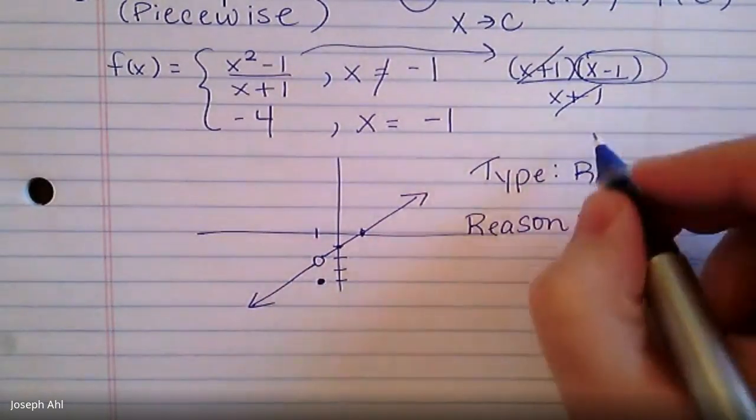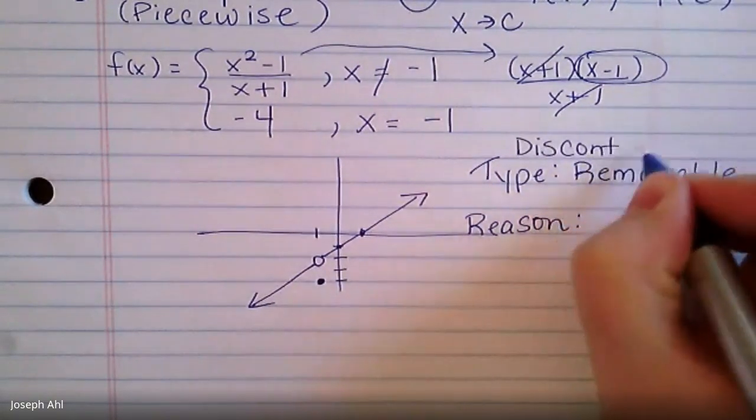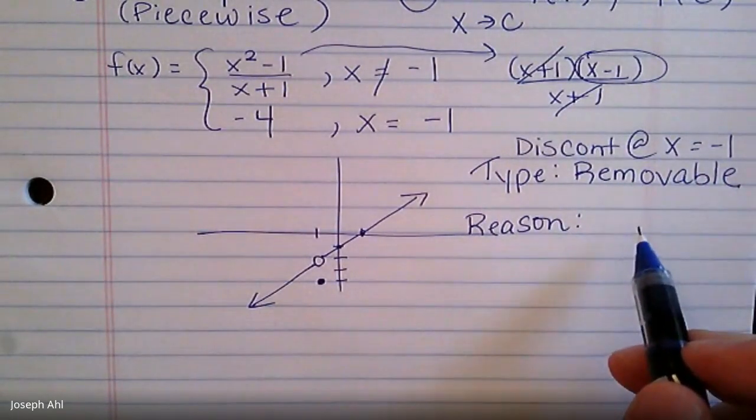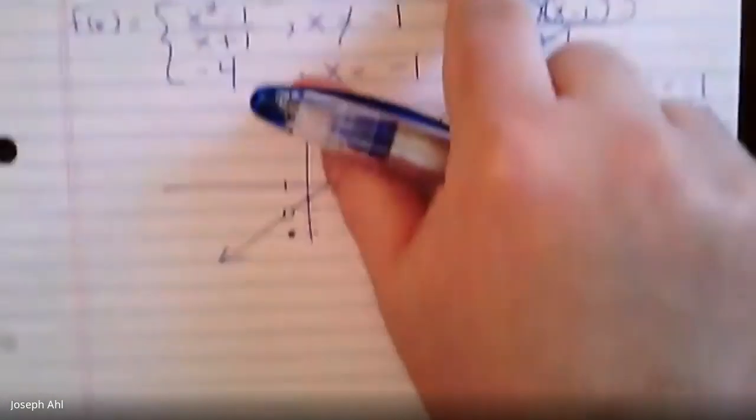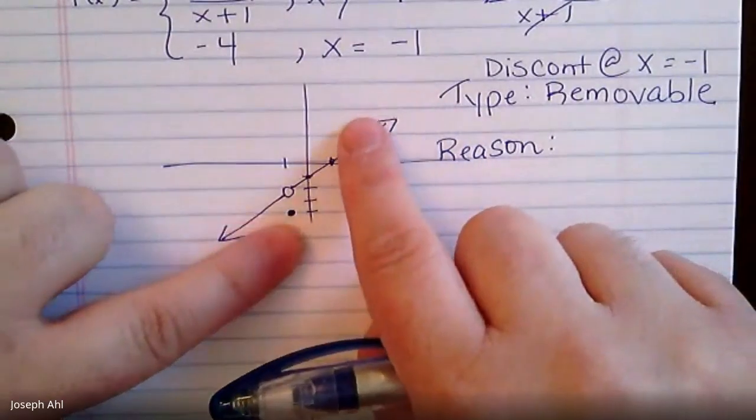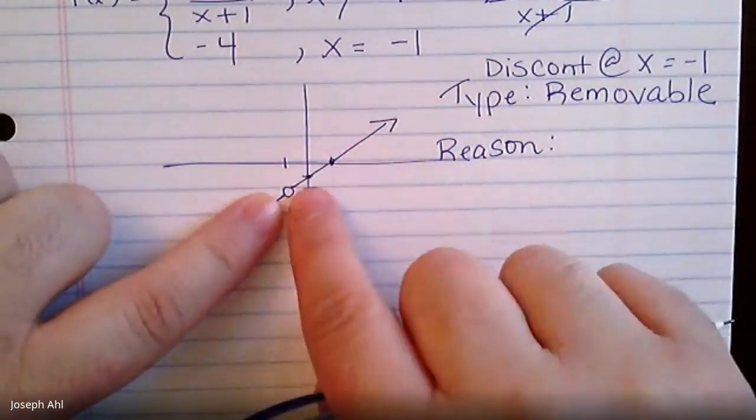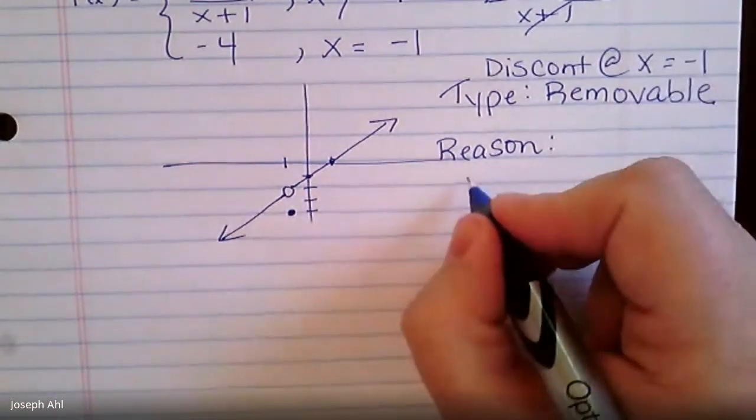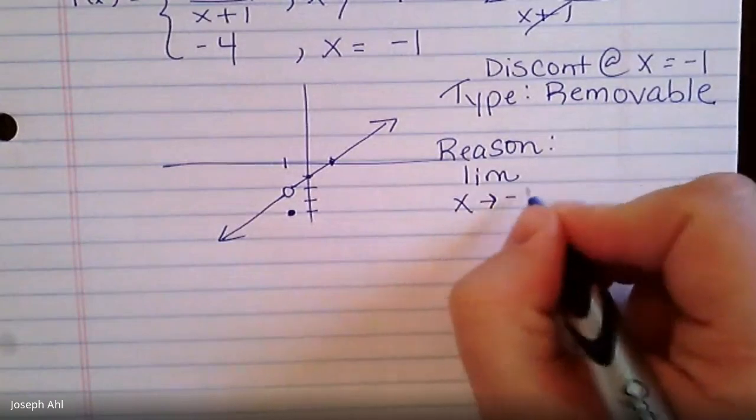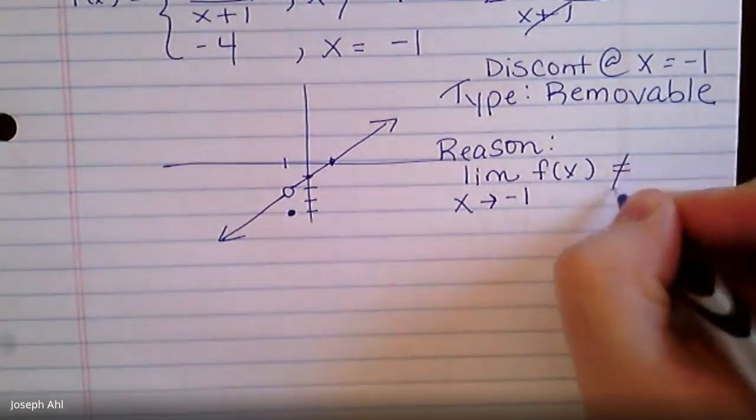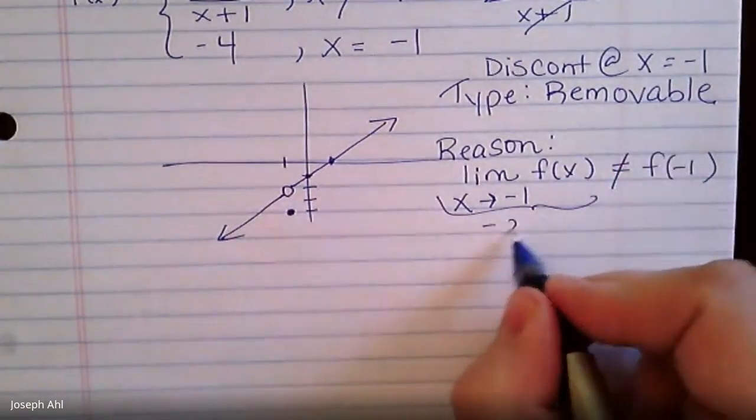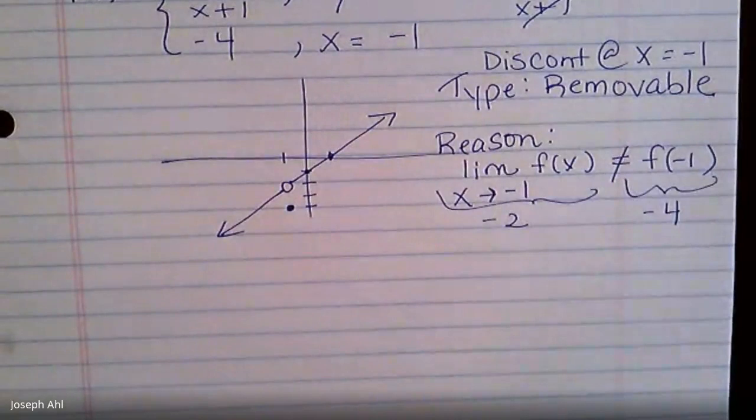By the way, it's discontinuous at x equals -1. So f of -1 exists. Does the limit exist as x approaches -1? Yeah, as I approach -1 from the left and right, I'm getting closer and closer to the same y value, which is -2. But since the limit and the function value don't match, the reason why we're discontinuous is that the limit as x approaches -1 does not equal f of -1. This side would be the y value of -2, whereas this side is equal to -4.